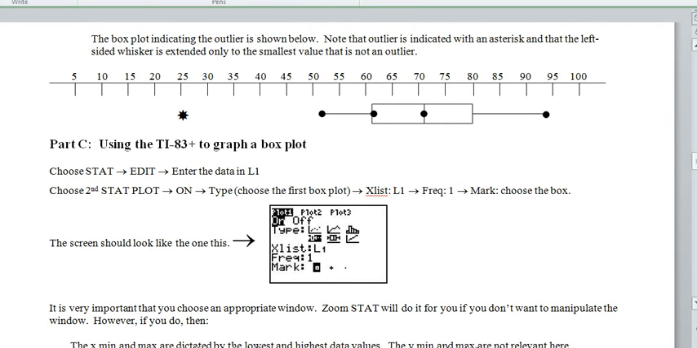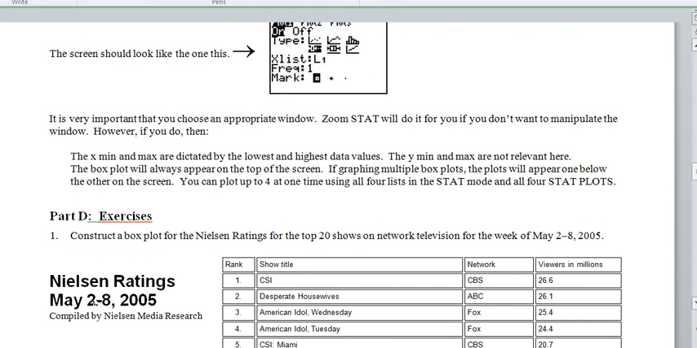It's very important that you choose an appropriate window. Zoom Stat will do it for you if you don't want to manipulate the window. However, if you do, then the X-min and max are dictated by the lowest and highest data values. The Y-min and max are not relevant here, since we don't have any real Y values. The box plot will always appear at the top of the screen. If you're graphing multiple box plots, they'll appear one below the other. You can plot up to 4 at one time using all 4 lists in stat mode and all 4 stat plots.